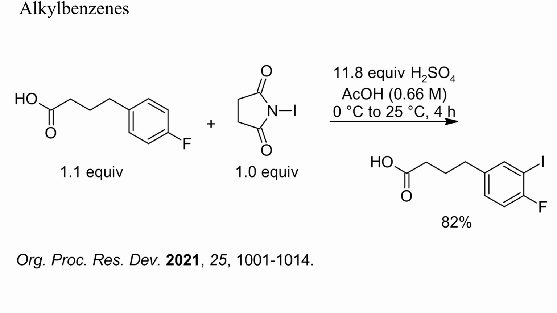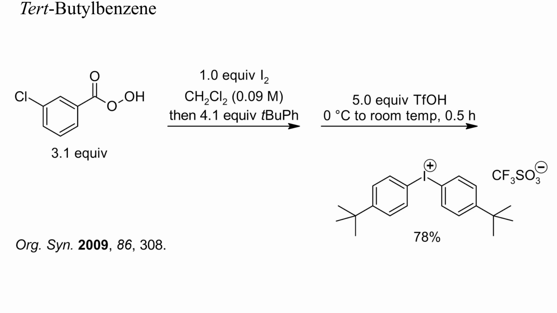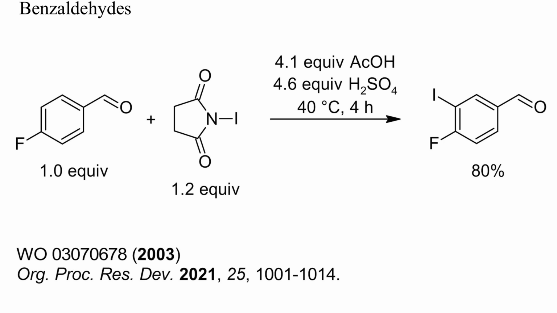Nevertheless, mainly one isomer was formed. Diaryl iodonium salts can be prepared by iodination with iodine and an additional oxidant, metachloroperbenzoic acid in this case, and a strong acid. These products are valuable electrophilic arylating reagents. With mixtures of strong acids and iodosuccinimide, even electron-deficient, unreactive arenes can be iodinated.